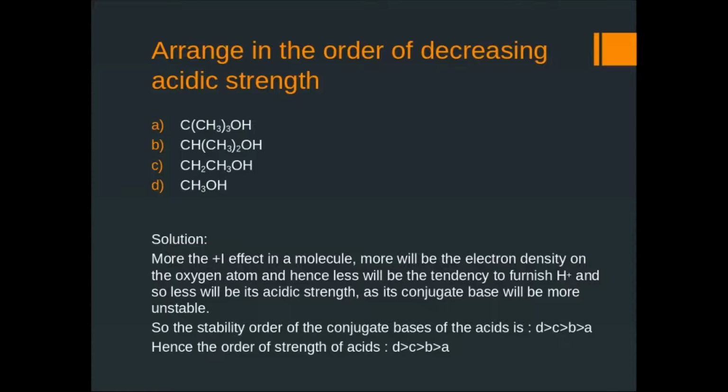Now methyl alcohol. In methyl alcohol, there is no CH3 group, only 3 hydrogens are present, whose inductive effect you can consider negligible. So consider it 0, or you can neglect it. So CH3OH will provide the least negative charge to oxygen, and so it will have the highest chance of all the 4 to break the OH bond and release H plus ions in the solution. So CH3OH will have the greatest acidity.